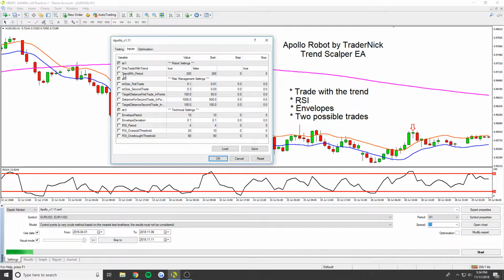So again, I mentioned that we're using the 200 period moving average to judge our trend. You can change any of these settings if you'd like to. However, I recommend just keeping the trend the same. You can mess around with some of these other settings, but I prefer to keep the moving average period for the trend at 200. You can set the lot size for the first trade and the lot size for the second trade.